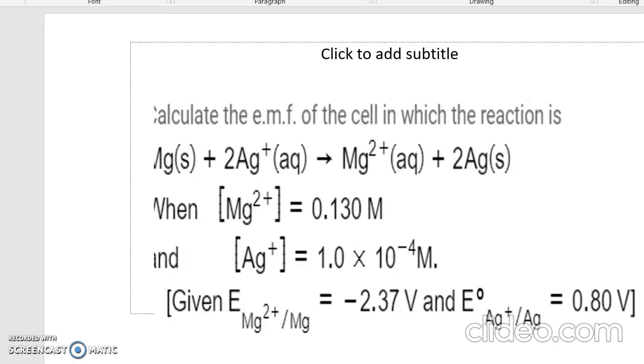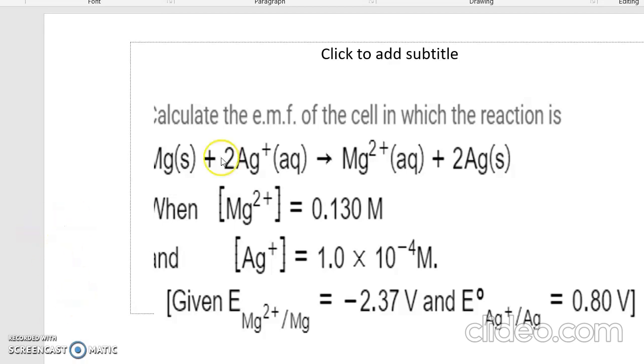Calculate the EMF of the cell in which the reaction is Mg plus 2Ag plus gives Mg2 plus 2Ag. Magnesium concentration is given, Ag plus concentration is also given. And the E naught values of magnesium and Ag plus are also given.